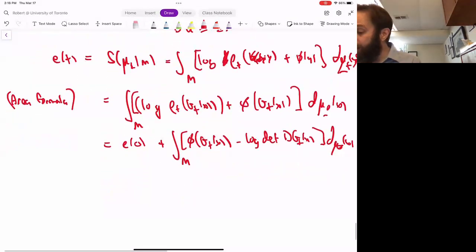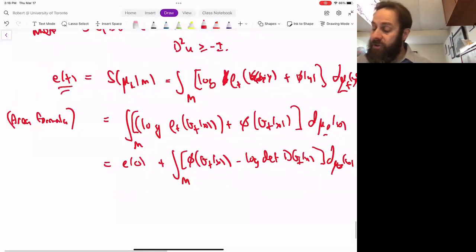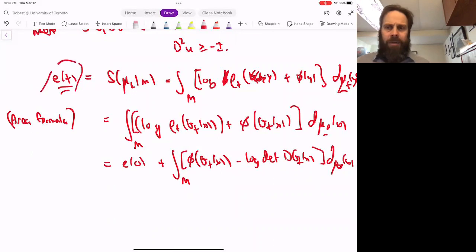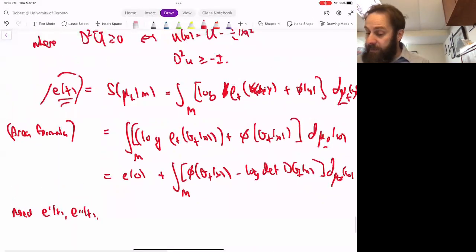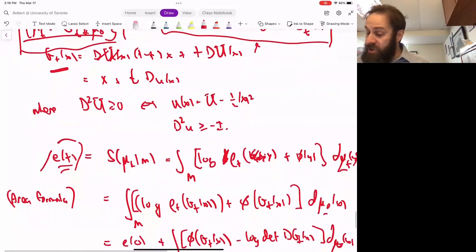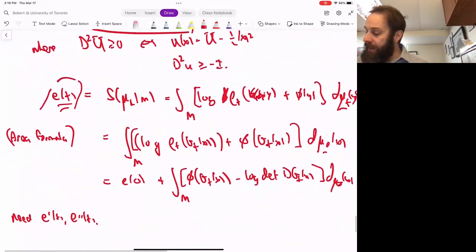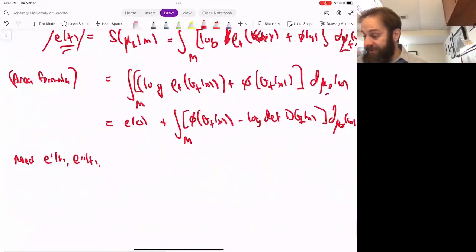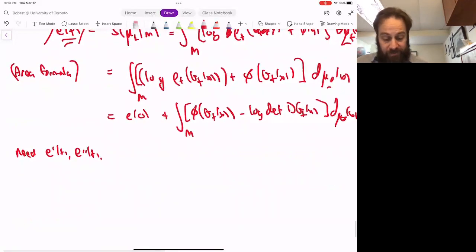And so now the question is whether this function of t is a convex function or not of t. And so to determine whether e t is a convex function, I want to be able to differentiate it twice with respect to t. So I need e prime of t and e double prime of t. And one thing to notice is that g is very smooth in t. G is in fact linear in t. And so I shouldn't have too much trouble differentiating this.